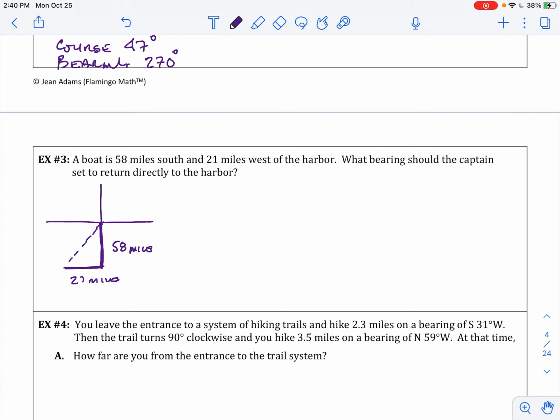Okay, that would make this come down like this. Now, what bearing should the captain set to return to the harbor? Now, the other assumption here in this word problem is this is the harbor right there. So the starting point was the harbor. I am now here. I want to go there. So what you have to do is put a new outline there for this and try to figure it out. So if we're going to do this, then we have some trigonometry to do.